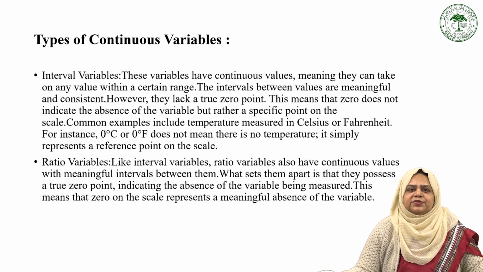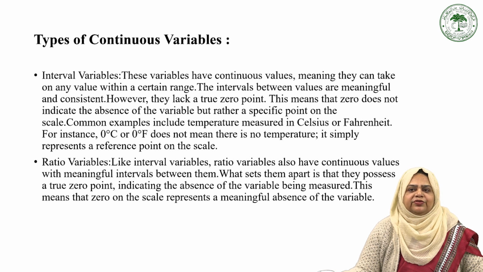There are different types of continuous variables, and these can be classified into two types: interval variables and ratio variables. Interval variables have values that can fall within a specific range with consistent and meaningful intervals between them. However, they do not possess a true zero point. Instead, a value of 0 on the scale represents a reference point rather than the absence of the variable. For example, when measuring temperature in Celsius or Fahrenheit, 0 degrees Celsius or 0 degrees Fahrenheit does not indicate the absence of temperature but rather serves as a reference point.